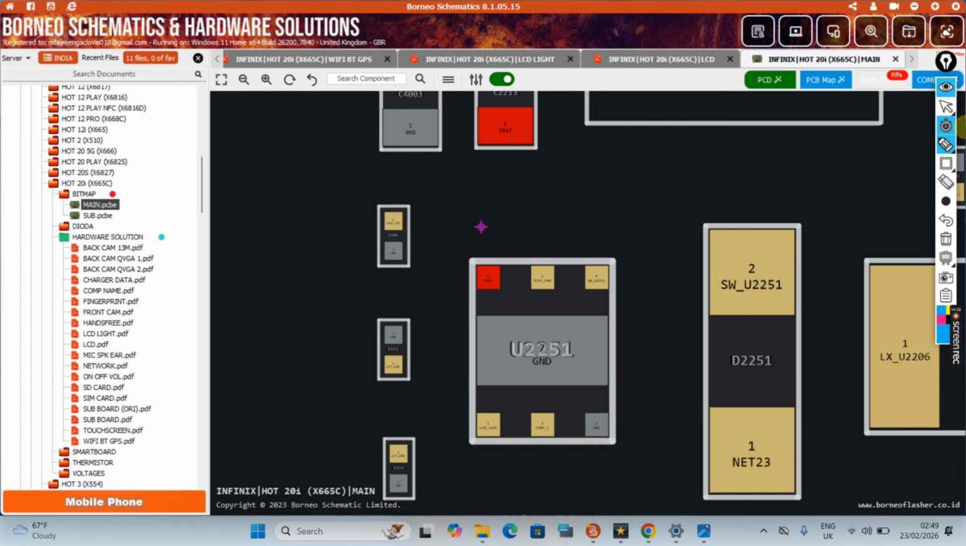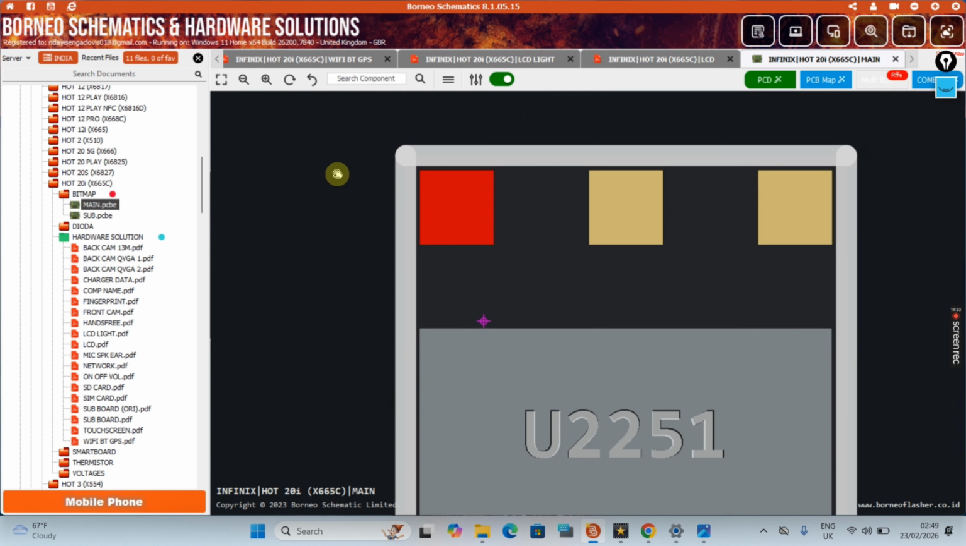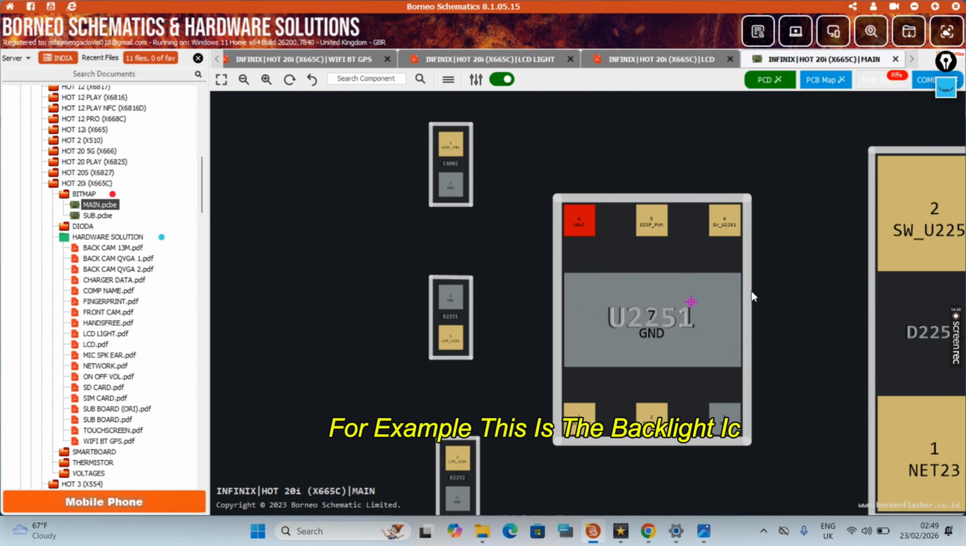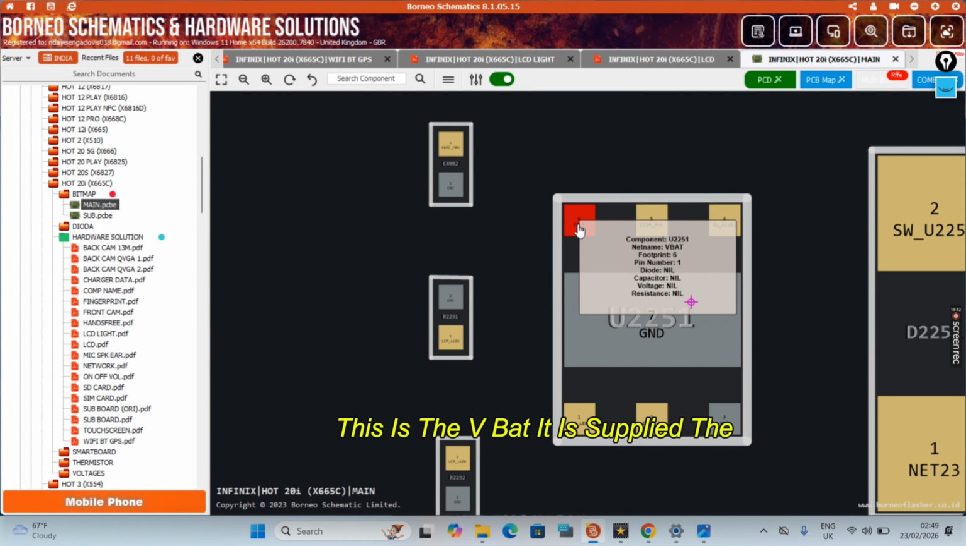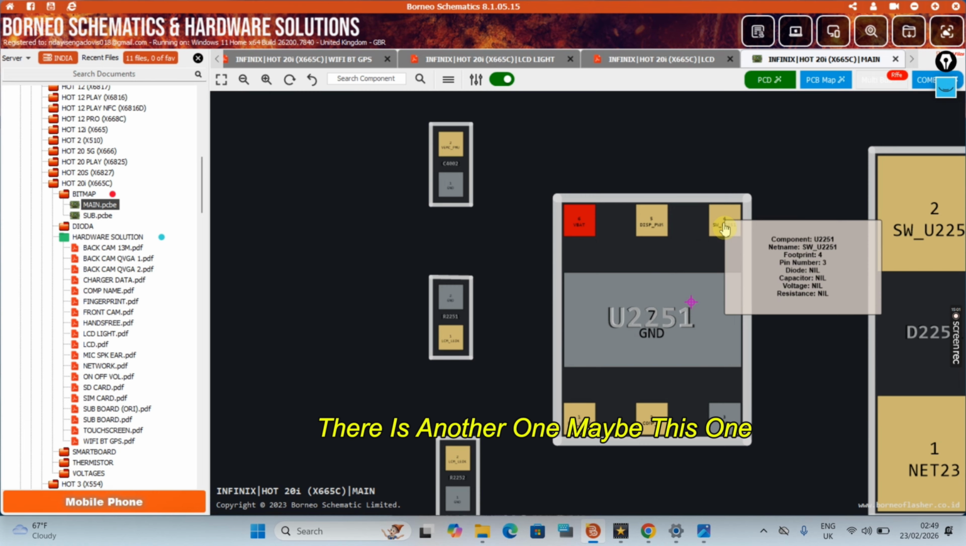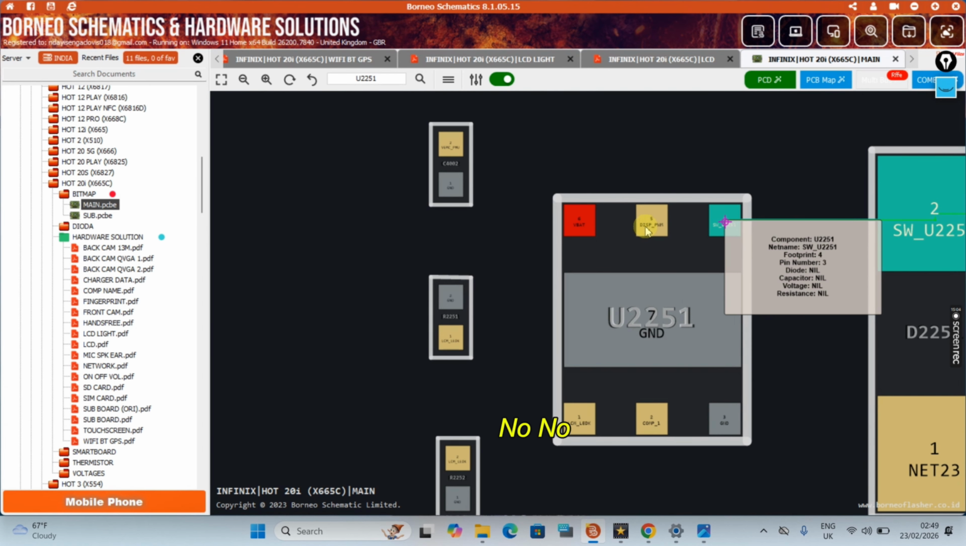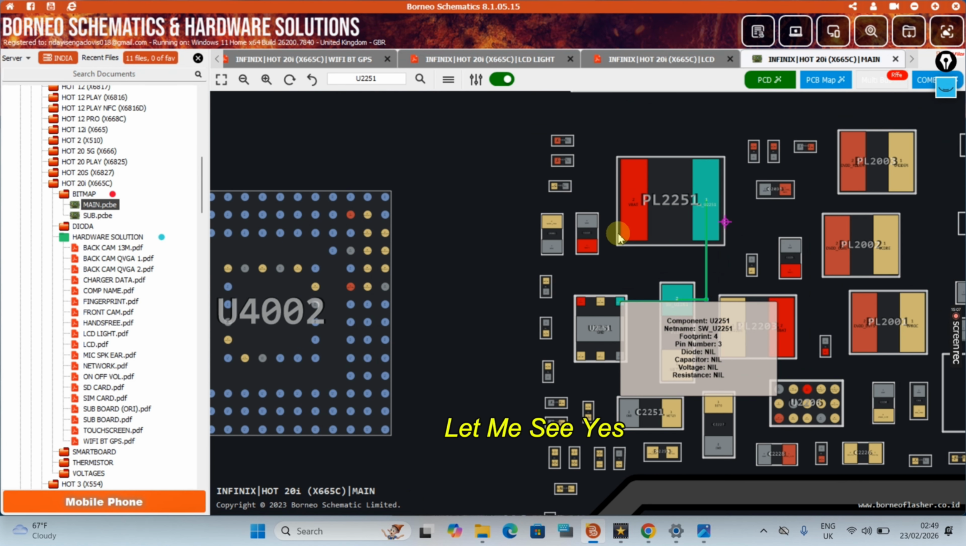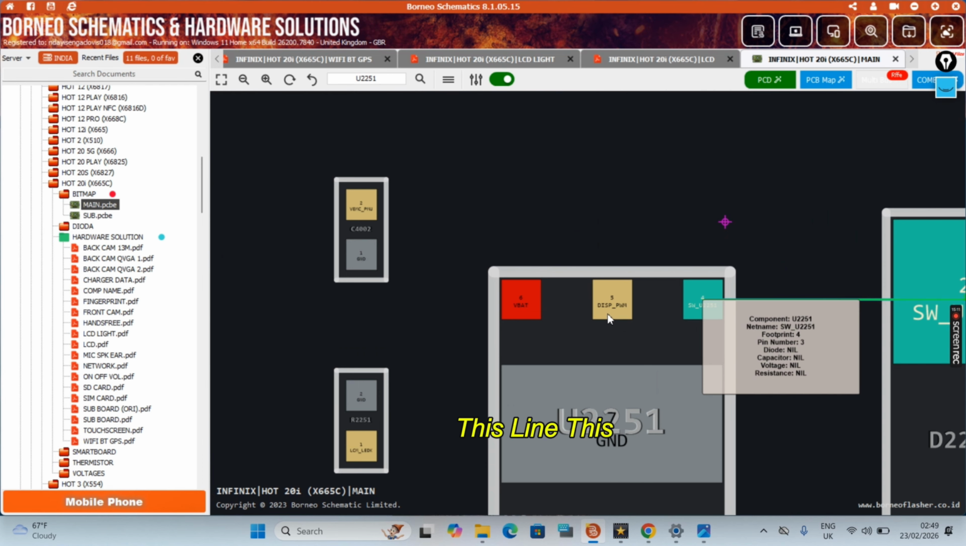For example, this is the backlight IC. This is the VBAT. It is supplied the voltage of the battery. If your phone needs 4.2 volts to work, you will also get 4.2 volts on this pad. There is another one, maybe this one. No, let me see. Okay, this line is display power management.